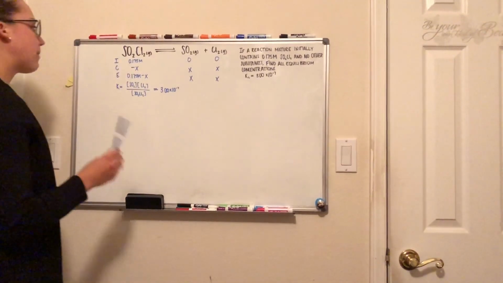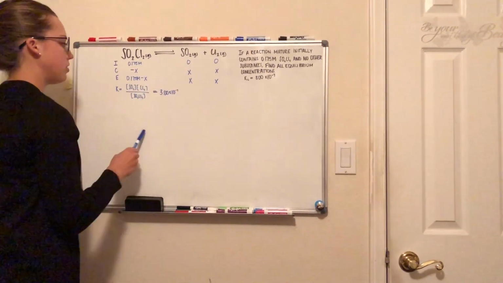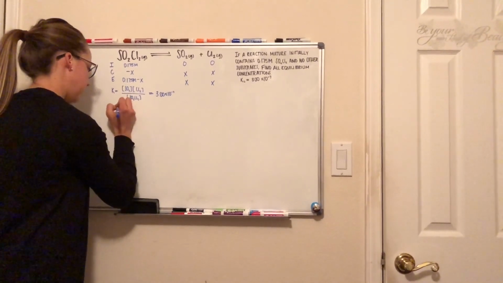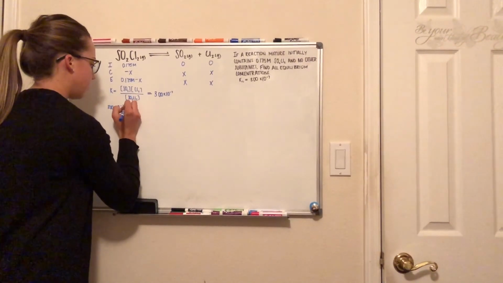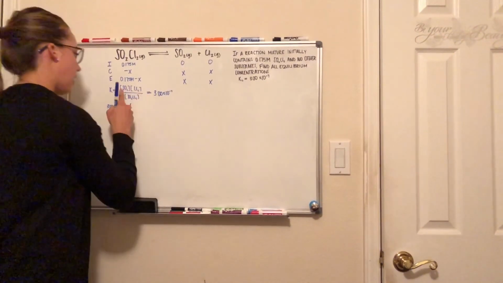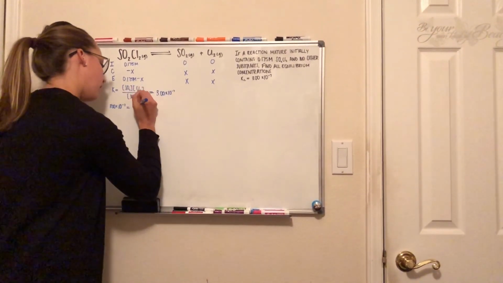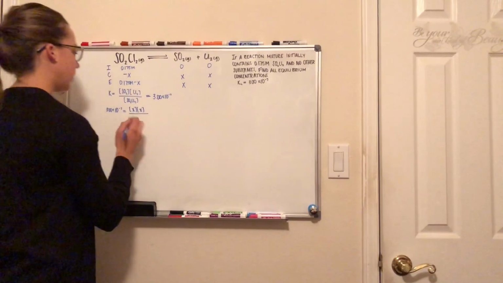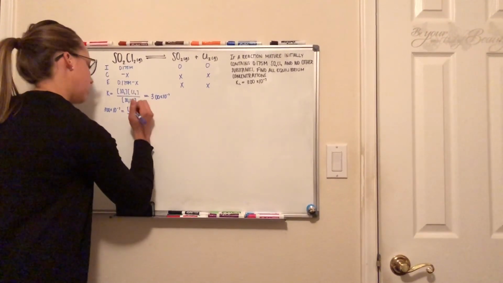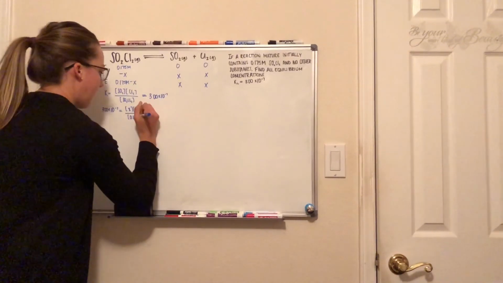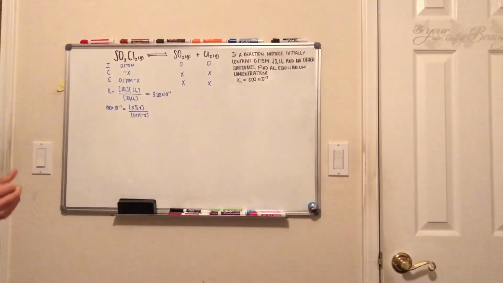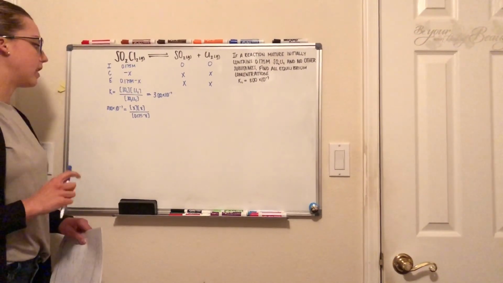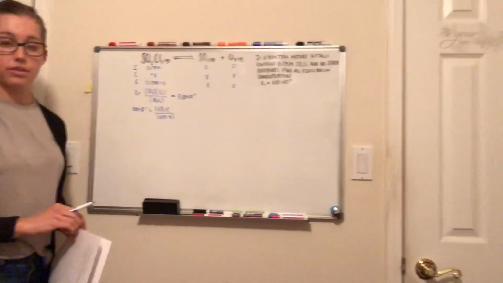Now we can simply plug in these values for our concentrations. So 3.00 times 10 to the negative 7 is equal to the concentration of SO2, which we know is X, times the concentration of Cl2, which we know is X, all over the concentration of SO2Cl2, which is 0.175 minus X. Okay, so now there are two different methods you can take to solving this problem. We can do X equals small, or we can use the quadratic equation.